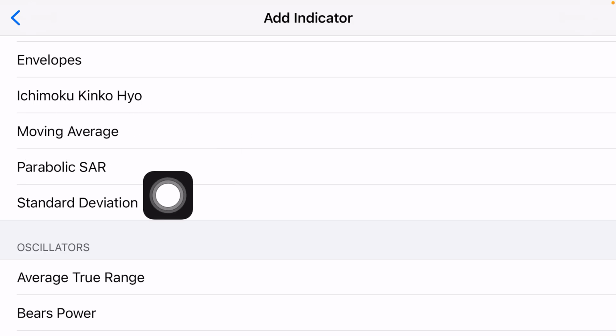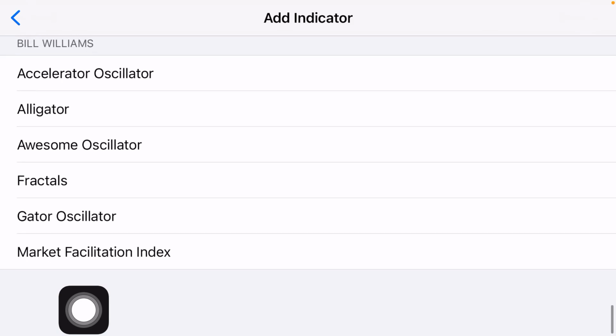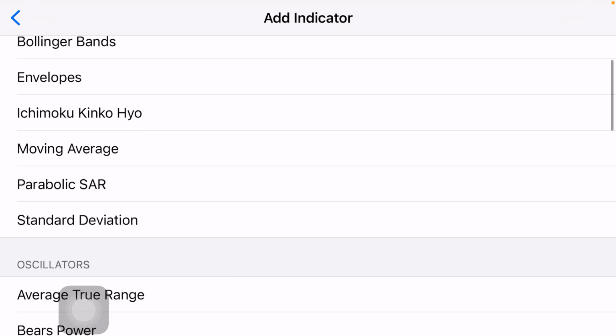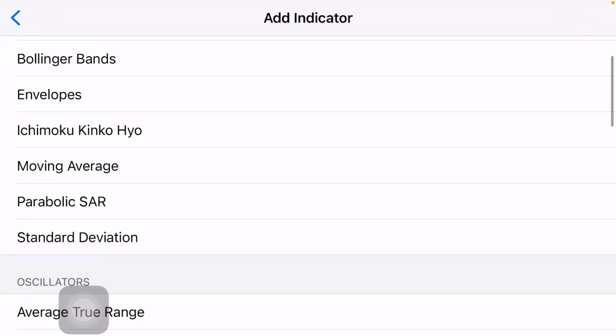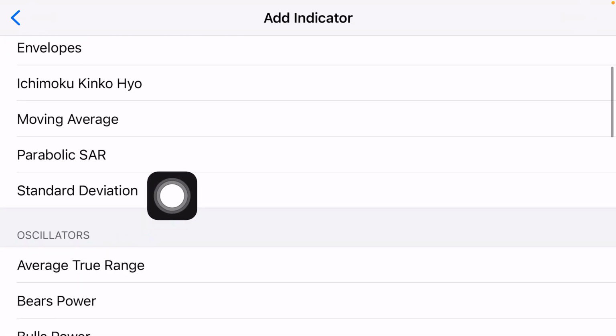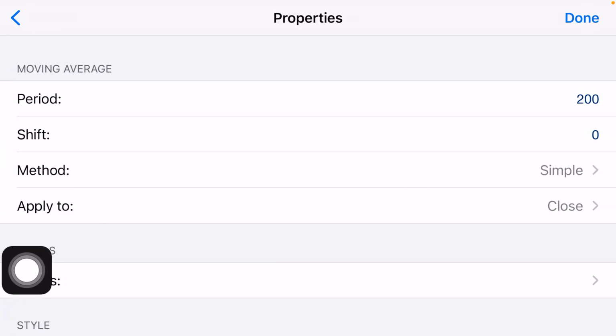Do you get it? We are going to talk about all these averages, and I'll be doing videos for them. But for now I want us to talk about the most popular one. So we are going to talk about the moving averages. Okay, so you select moving averages.